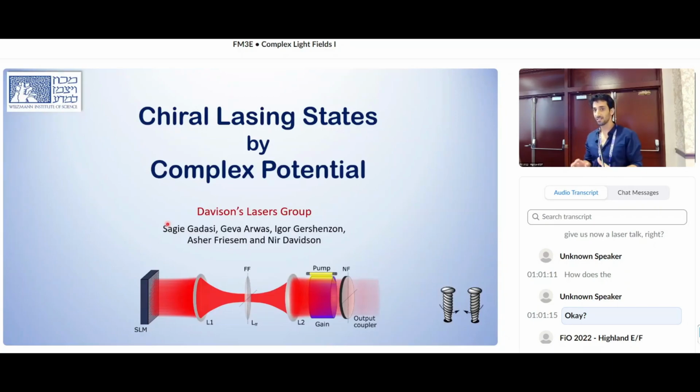Now, in this case, this is a network of lasers. This is a laser array. And the complex potential is actually a modulation of loss and frequency detuning across the array. On the bottom, you can see a drawing of our experimental setup, which I won't go into its details because of the short time and because it's not really necessary for understanding the physics.